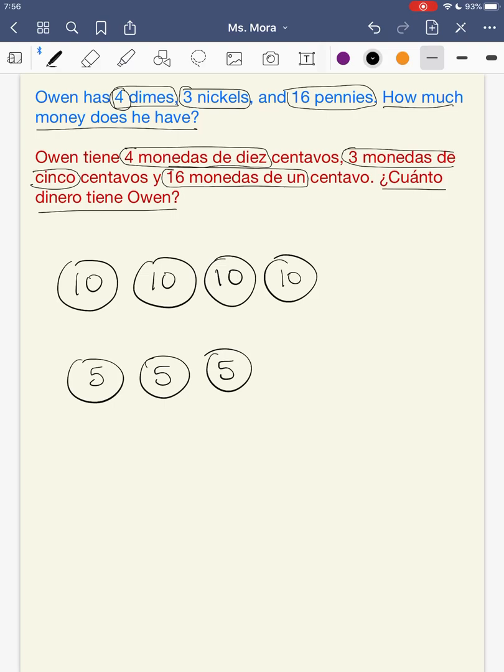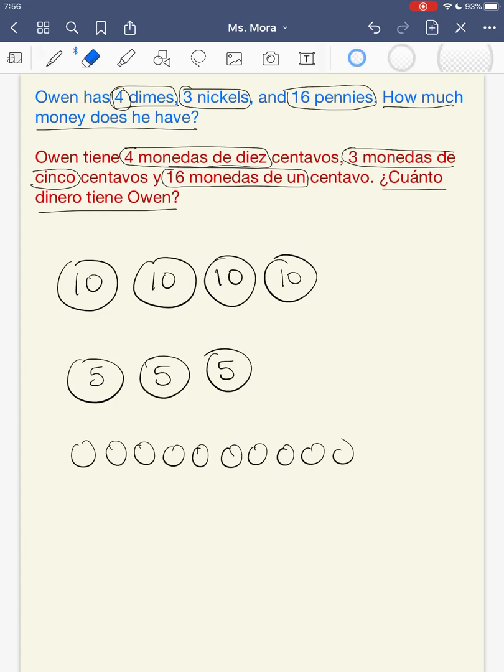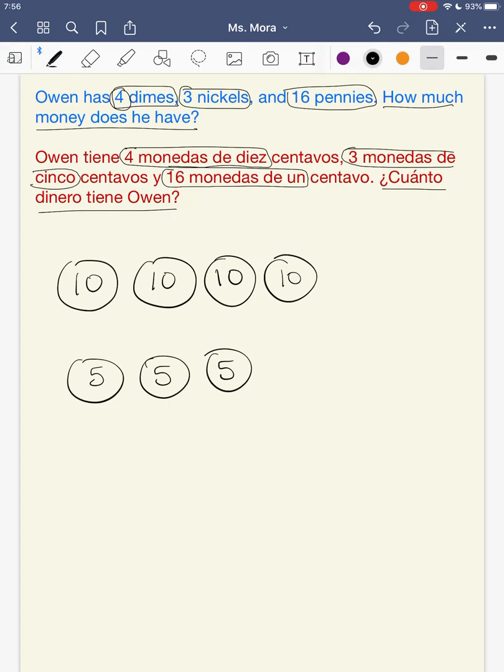And 16 pennies. So for pennies, okay, here's a trick. You don't have to draw 16 pennies because then it would be a waste of time, right? Drawing 16 pennies. Okay, if you really want to, you can. But what you can also do is just draw 1 circle and put a 16 in there because you have 16 of those pennies, okay? But only for pennies, not for dimes, not for nickels, not for quarters, okay? Just for the pennies.